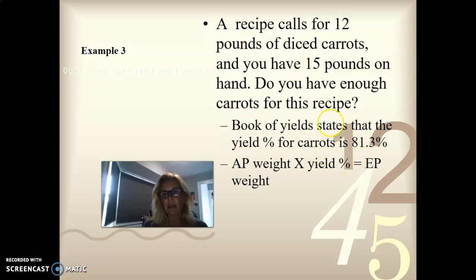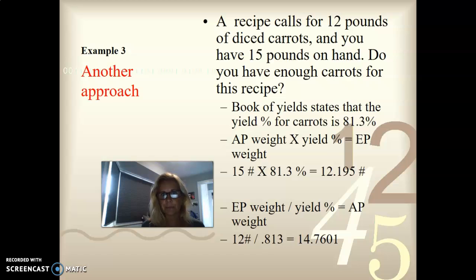So we have to apply the yield percent to see if we have enough to make this recipe. The book of yields says that our yield is 81.3. Let's plug in that formula. AP weight, 15 pounds, times the yield percent, which is 81.3, and to multiply, we would move that decimal 2 places this way. So 15 pounds times 0.813 gives us, we will have usable 12.195 pounds. So we'll have just a little bit more than we need to make this recipe, so the answer is yes.